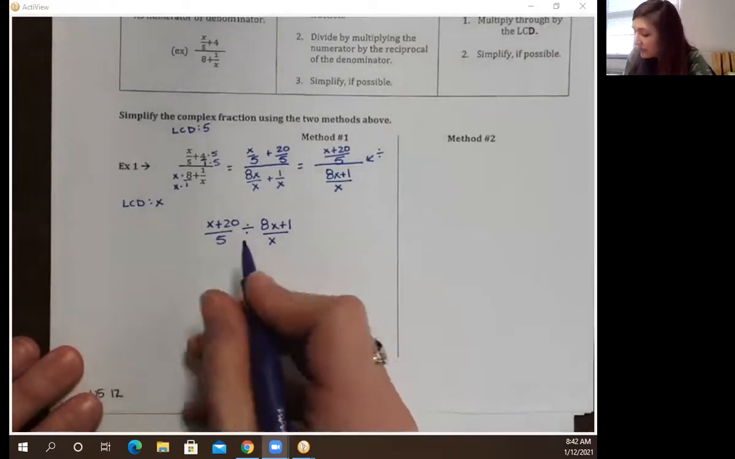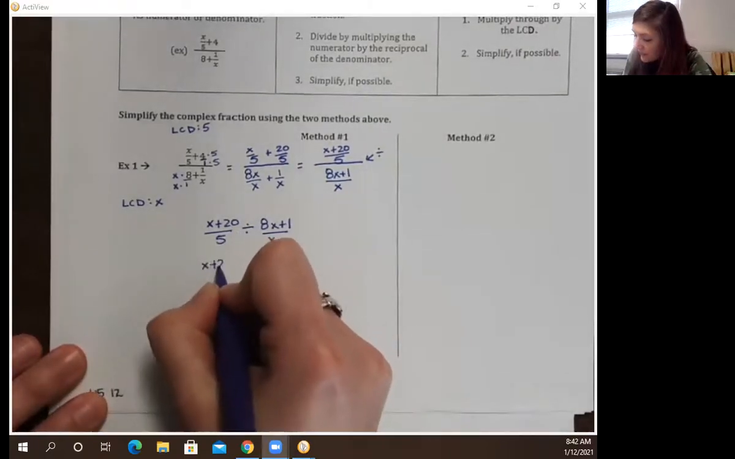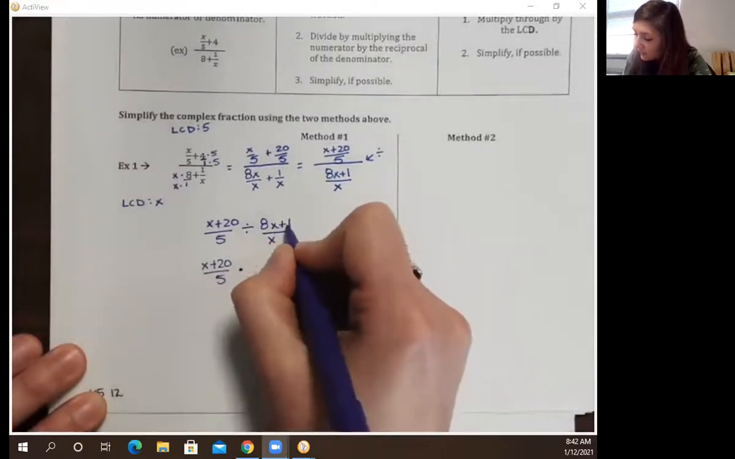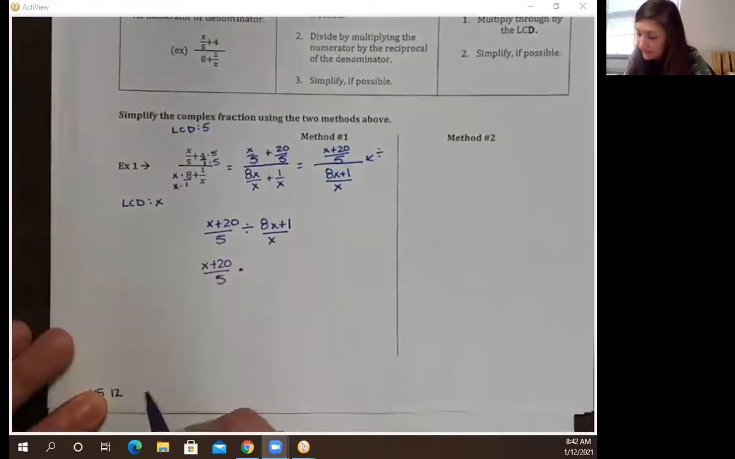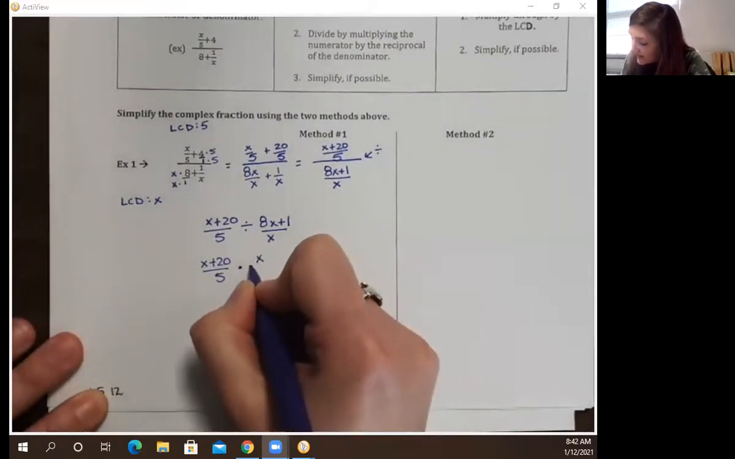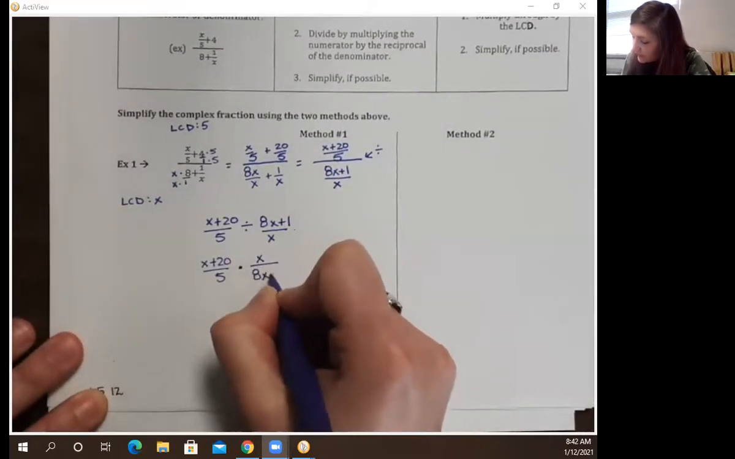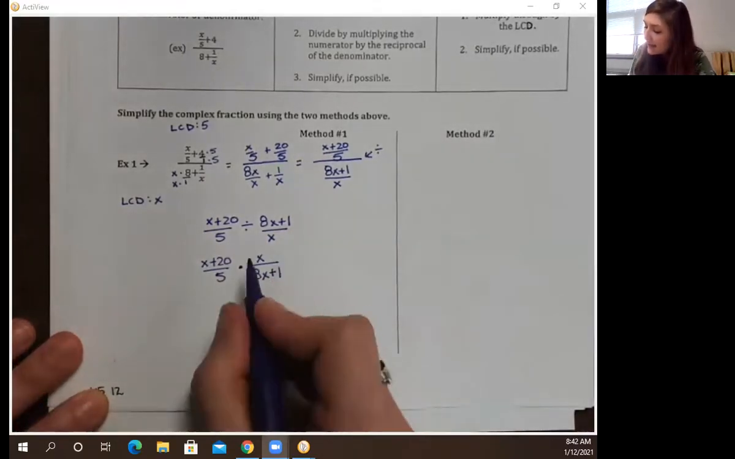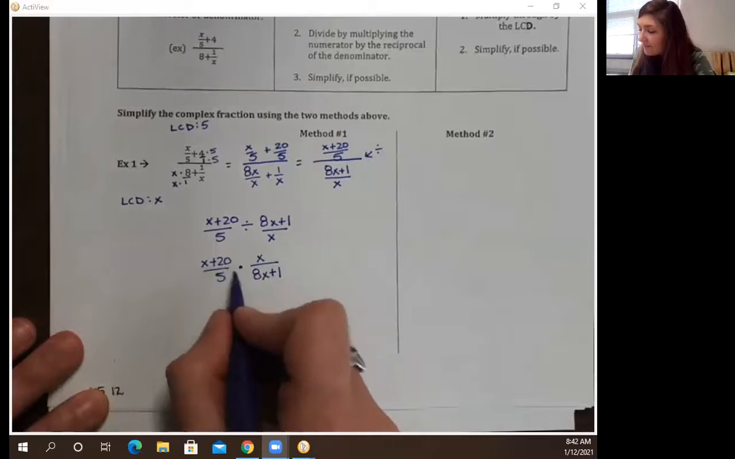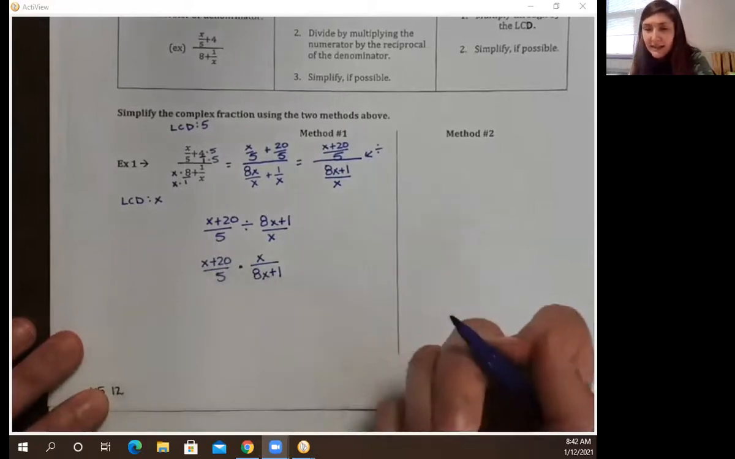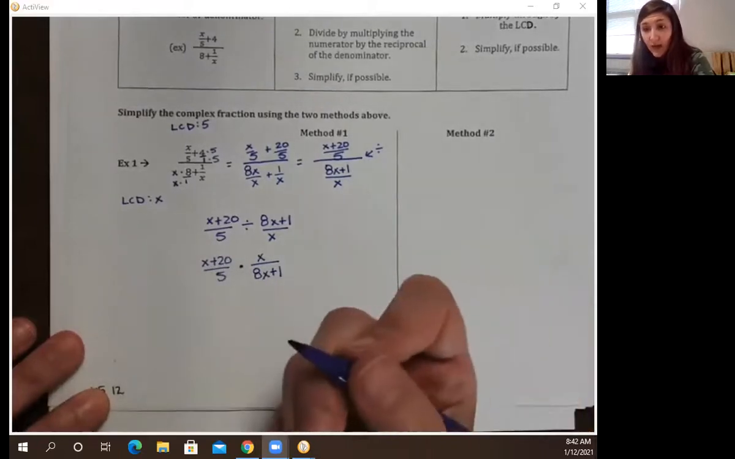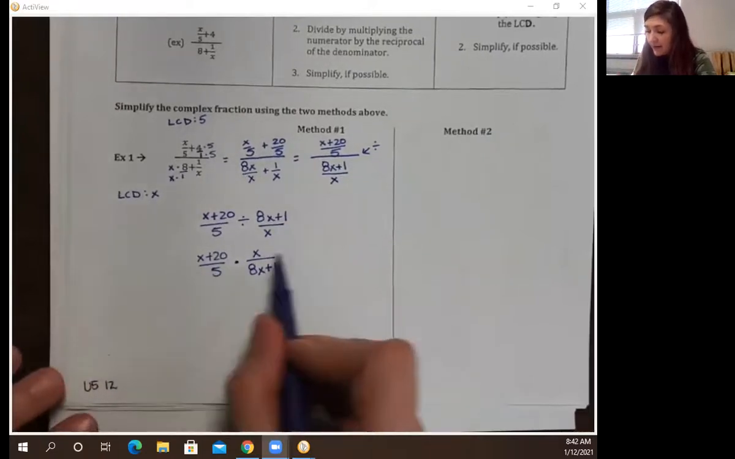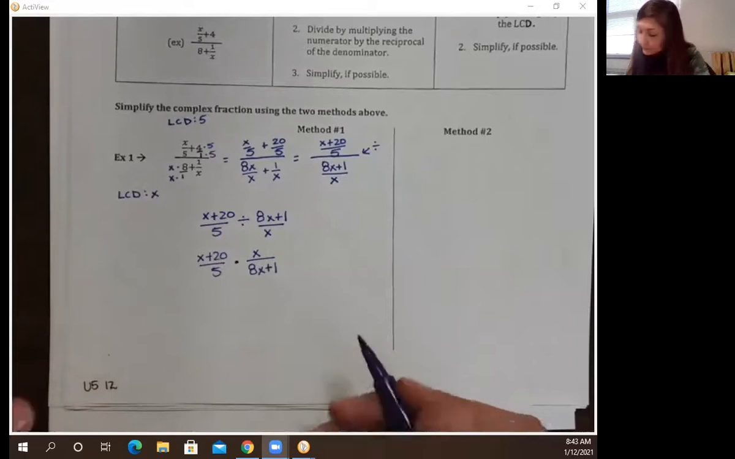To divide two fractions, remember, we keep that first fraction the same, but then we multiply by the reciprocal of whatever comes after the division sign. Okay, so I need to flip that second term. So it would be x over 8x plus 1. Now, at this point, if you had factoring that you could do, if you had a GCF to pull out, something like that, that would be okay, because remember, when we multiply fractions, we want to reduce before I go ahead and multiply the tops and bottoms.